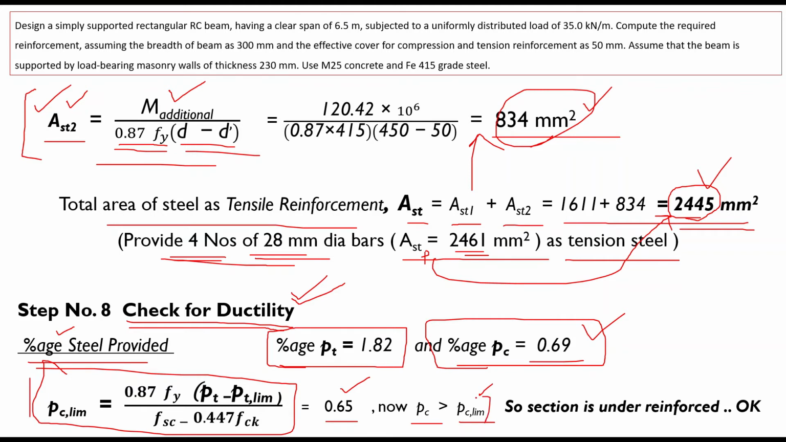This limited value gives you the under reinforced section. So that means if the PC which you have provided is less than PC limited, then it will not be under reinforced, it will be over reinforced. Now your section is under reinforced, so this check is also okay. That means it will give you ductility, that means there will not be a sudden type of failure. It will have a ductile type of failure, which is recommended by the code as an under reinforced section.